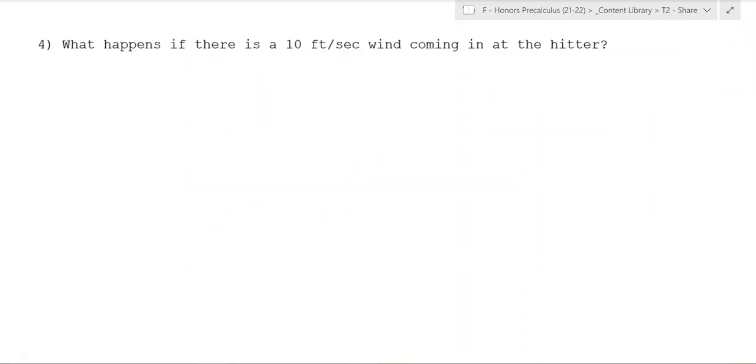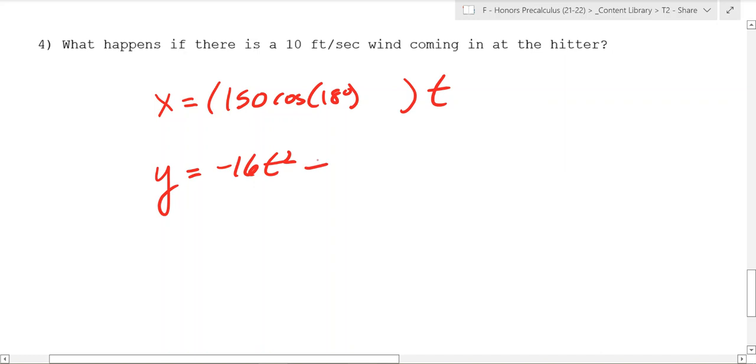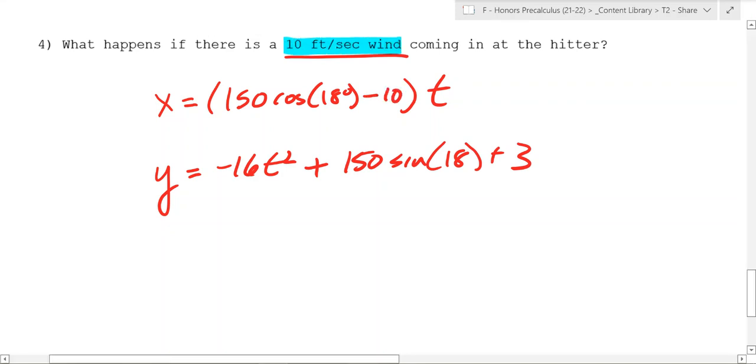So what's interesting here is what happens if there's a 10 feet per second wind coming at the hitter? So before, our x was, before we did anything, it was 150 cosine of 18 degrees times t, and our y was negative 16t squared plus 150 sine of 18 plus 3. What does this do? 10 feet a second coming at the hitter. That means it's going to change this by negative 10. So this right here adds a negative 10 right there. That's all it does. So it makes it go slower going forward, but it doesn't change the overall height.